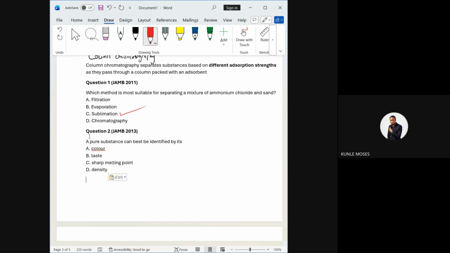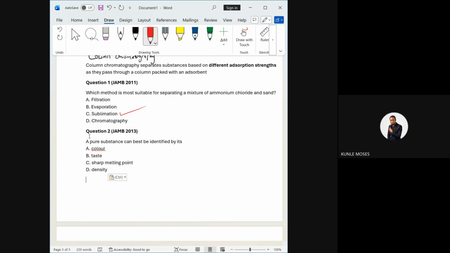A pure substance can best be identified by its... Hello, Justice. What's the answer? By 5 seconds, you should be able to answer it. Color, taste, sharp melting point, density? No, no. Sharp taste, sharp melting point. By its density? No, no density. Okay, I'm sorry, sharp melting point. Nice. Right, it's sharp melting point.